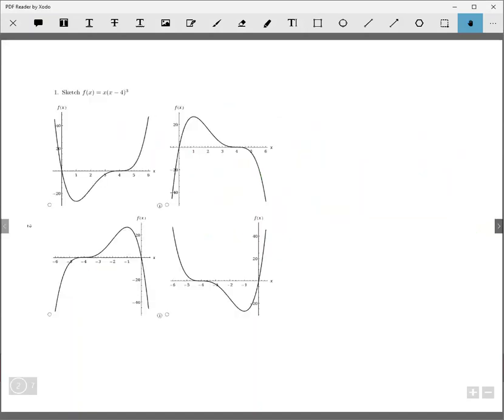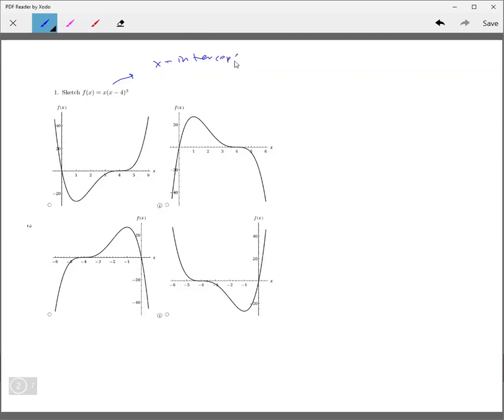Okay, so let's actually do some exercises. The first exercise is f of x equals x times x minus 4 to the third power. This is just a polynomial function. What you can notice right away is the x-intercepts. This is all factored, so the x-intercepts are really easy to find. There's going to be 0, from the first factor, and 4, from the second. And because this one is cubed, it has multiplicity 3.